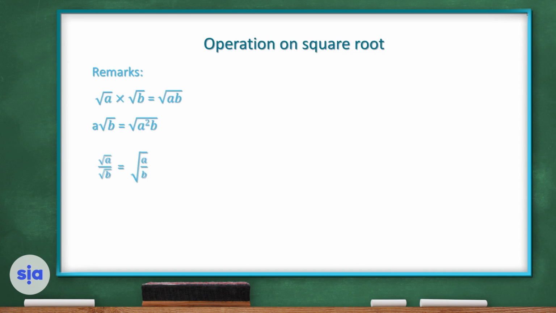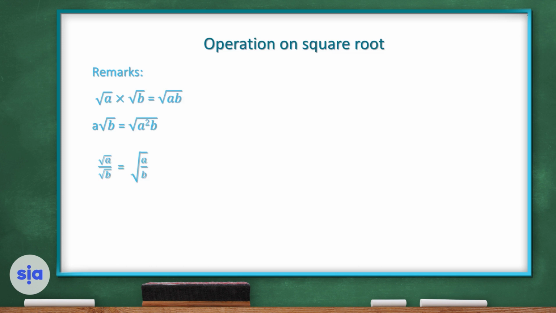Today we'll be talking about operation on square root. Let's see some remarks together. Square root of a times square root of b is the square root of a times b. So if you have two square roots multiplied together, we're going to multiply the two numbers under the square root. Example, square root of 2 times square root of 3 is square root of 6.